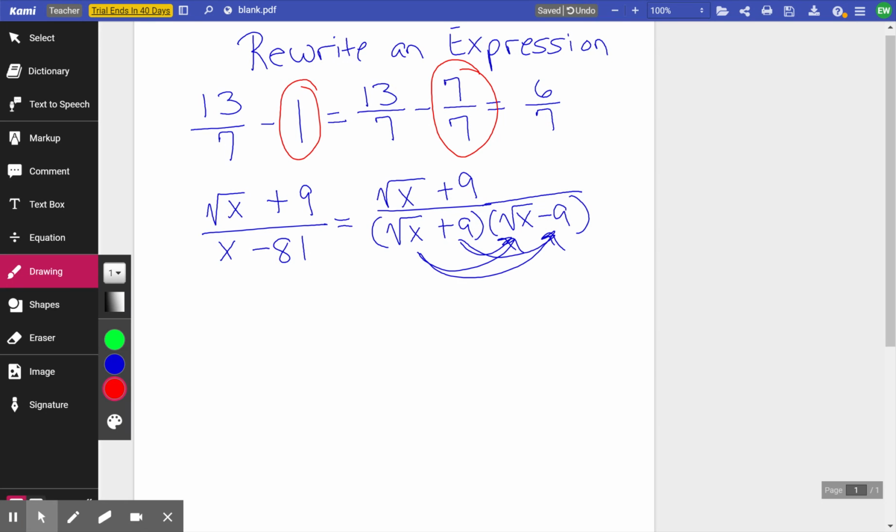But what does that do for me? Now I have the ability to simply cancel this one and that one out, leaving me with a 1 in the numerator over the square root of x minus 9. And for this particular online course, this was a simplified enough answer. So that's your daily bread for today.